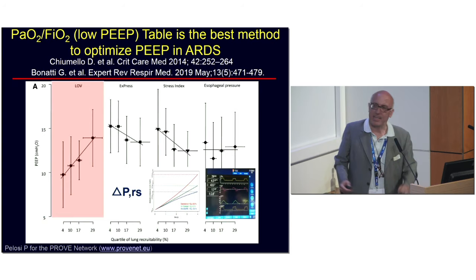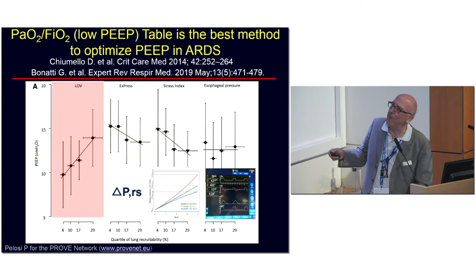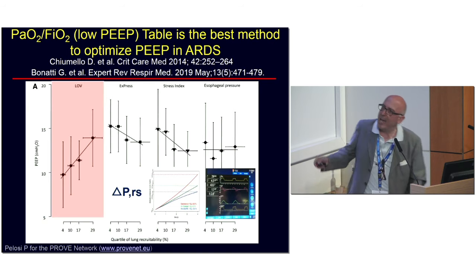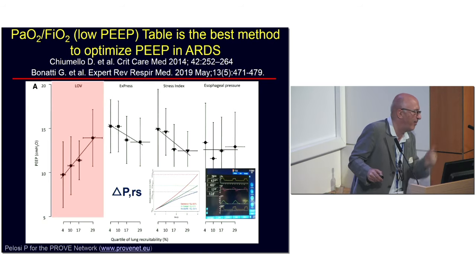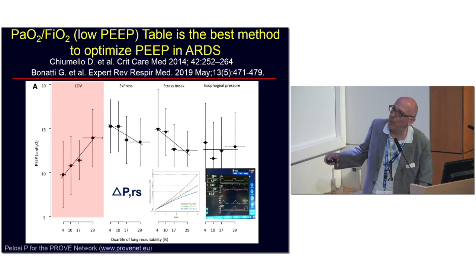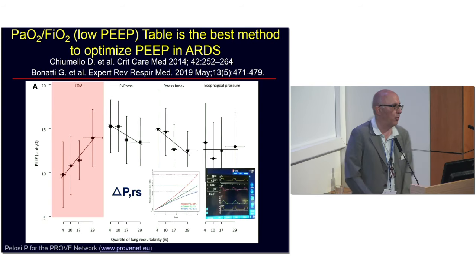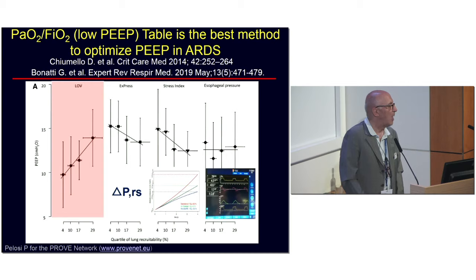Now we look at the RDS. This is a very nice study from Cammarota. They set PEEP with different methods. This is the PO2 FiO2 table. And you see that you have higher PEEP, but not higher than 15, in more recruitable patients, and less PEEP in less recruitable patients. I like that.